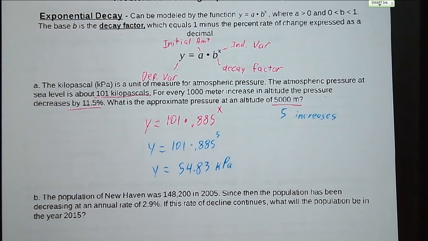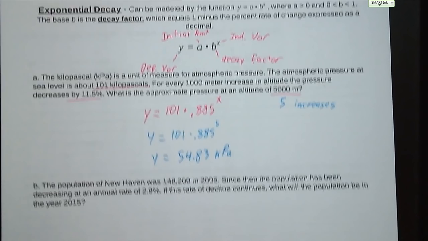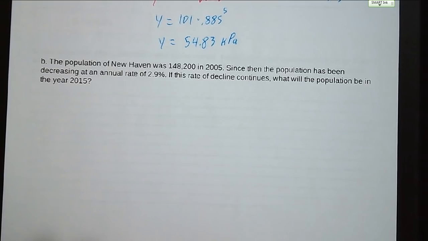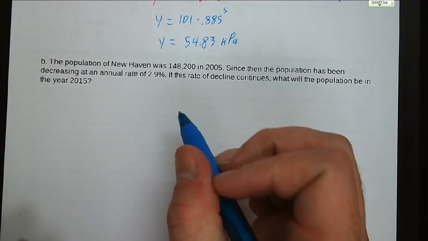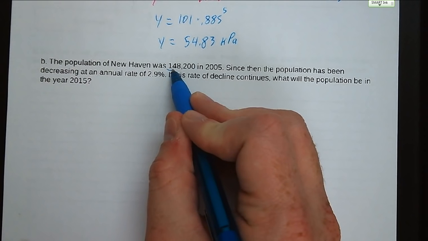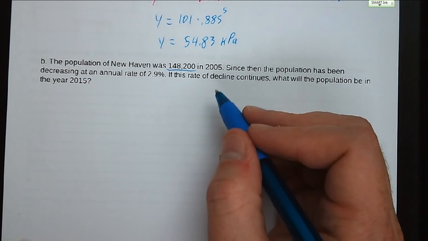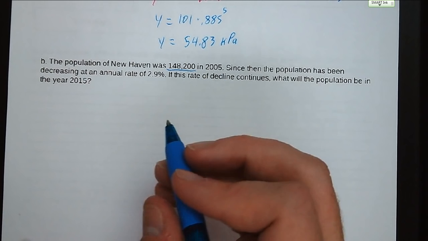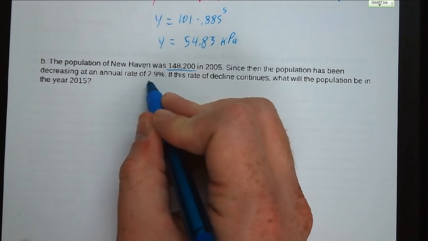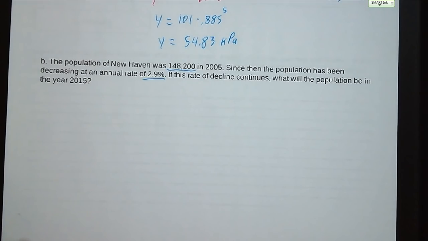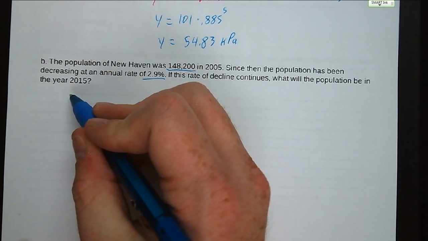Okay. All right. Second one, a unit of measure that we're a little more familiar with, population. So the population of New Haven, Connecticut was 148,200 in 2005. Since then, the population has been decreasing at an annual rate of 2.9%. If this continues at this rate, what would the population be in 2015?